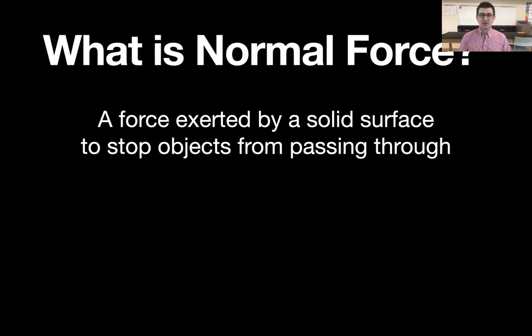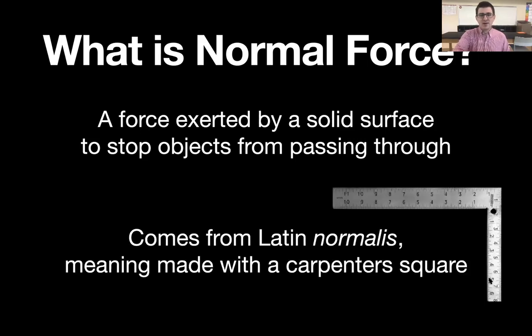And so normal, we think about normal as just sort of the standard, the thing that everybody's doing. It's totally normal. But the word normal in the physics context actually comes from a different meaning. It actually comes from the Latin root word normalis, which means made with a carpenter's square. And this is a carpenter's square. And we'll talk about why the normal force came to mean made with a carpenter's square, or normalis, in a minute when we talk about ramps.